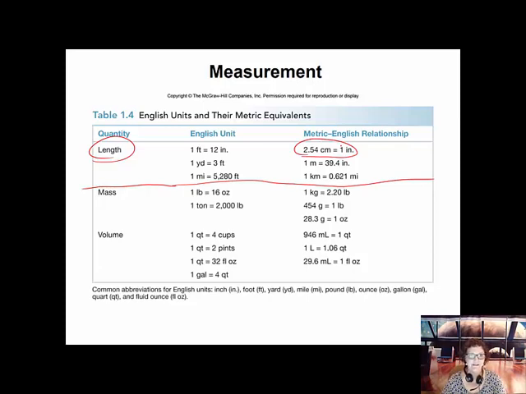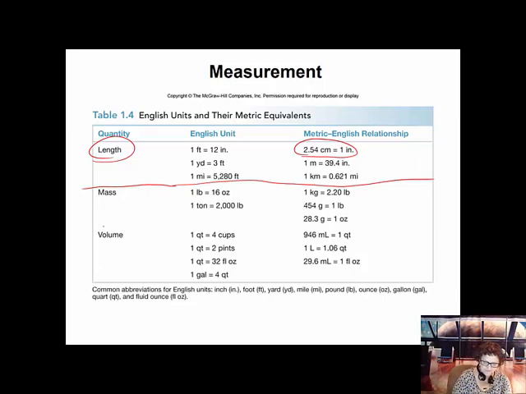Now, once I get to that, if it's given to me in the English system and I want to convert that to the metric system, I know that there's 2.54 centimeters in an inch. And I also know if I need it in feet, then I can convert it once I get to inches to feet, because I know there's 12 inches in a foot.